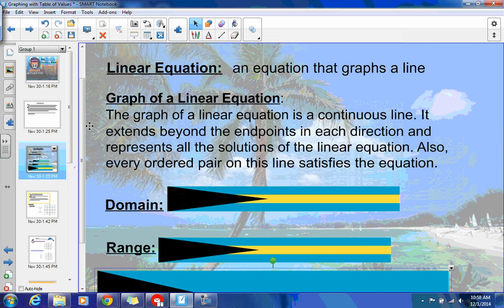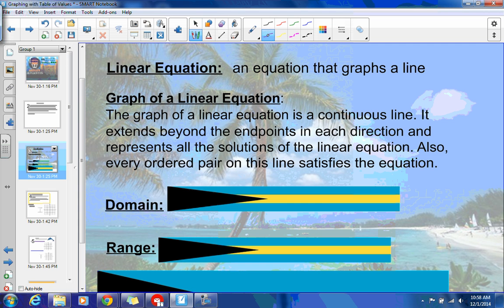You learned this a number of years back, the difference between a line and a line segment. These are graphs of a line, not a line segment. So it's a continuous line. It extends beyond the endpoints in each direction and represents all the solutions in between. So every ordered pair on the line satisfies the equation.